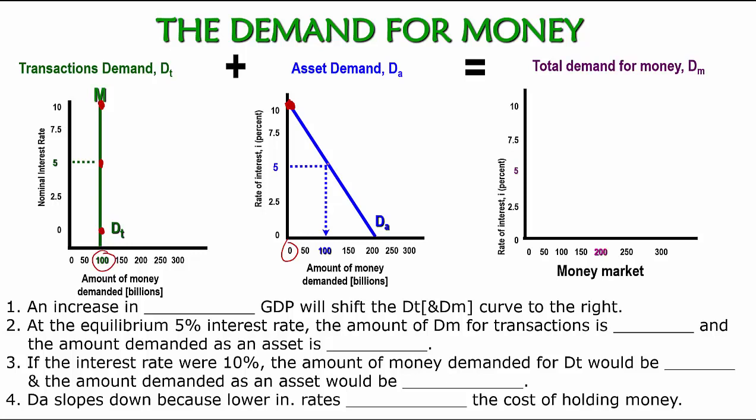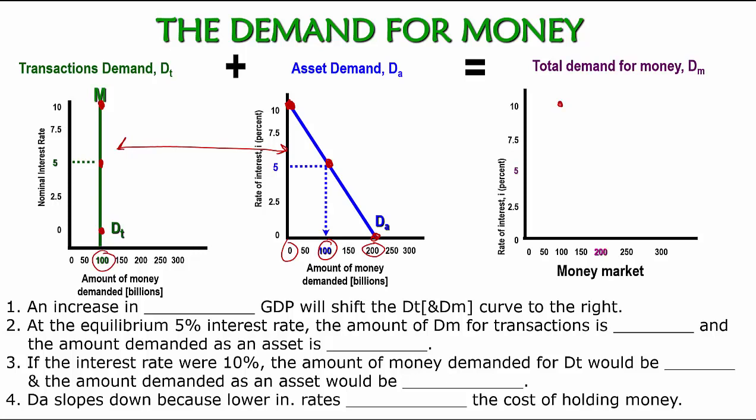Okay, at 5% interest, we're going to demand 100 as an asset. So we'll hold more of it. And at the 0% interest rate, we'll hold 200. So if we add these two curves together, the transaction demand and the asset demand, at the 10% interest rate, 100 is demanded for transactions and 0 is demanded for assets. So at 10%, the total demand for money would be 100 billion.